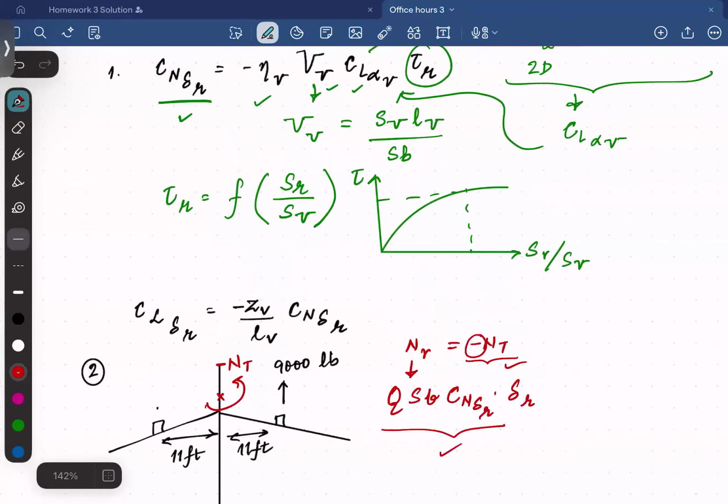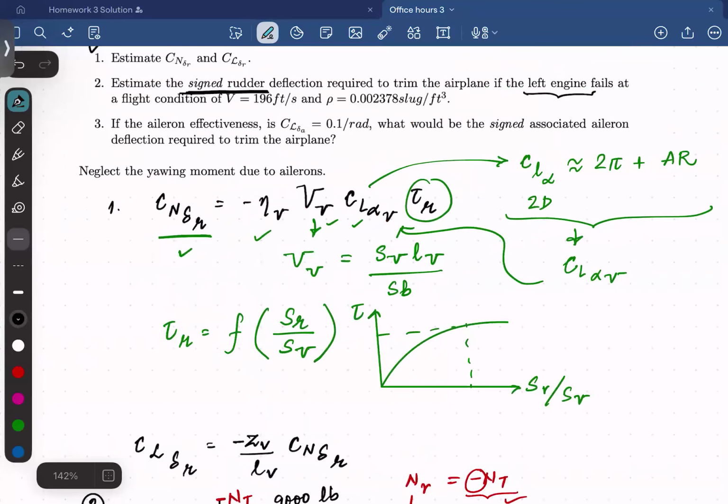Lastly, I would like to address one of the doubts that came up from one of the people. So let's read out this question. If the aileron effectiveness is CL delta A, which is given, what would be the signed associated aileron deflection required to trim the plane? First of all, a lot of you are getting perplexed about why we would need an aileron deflection.